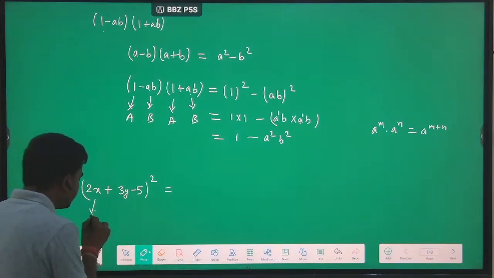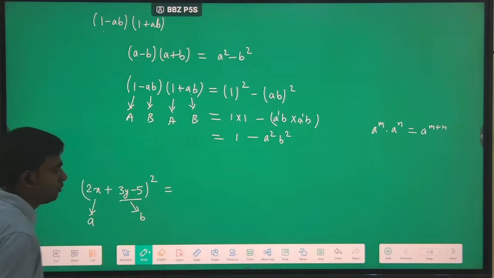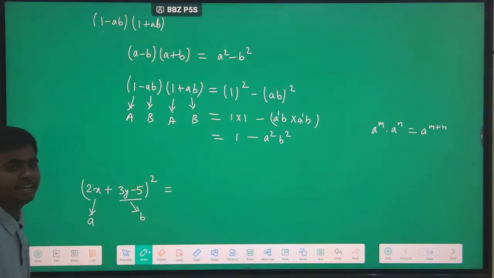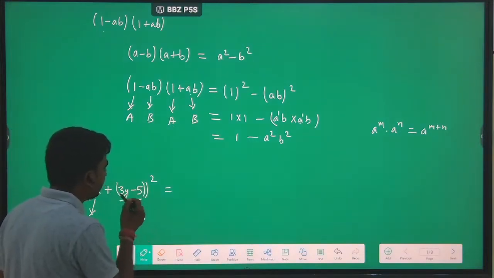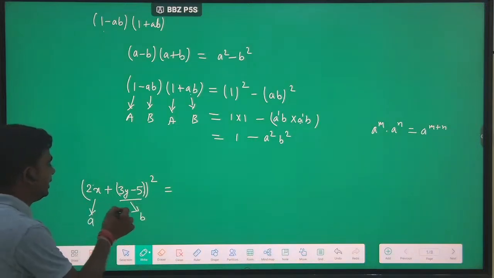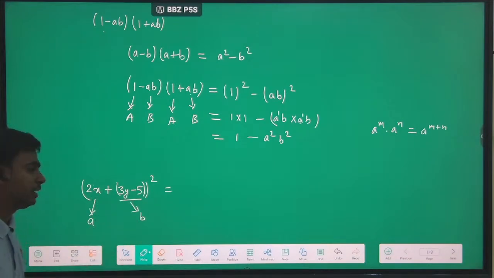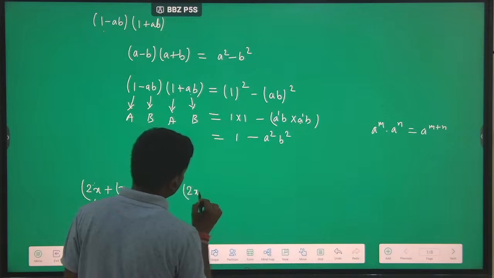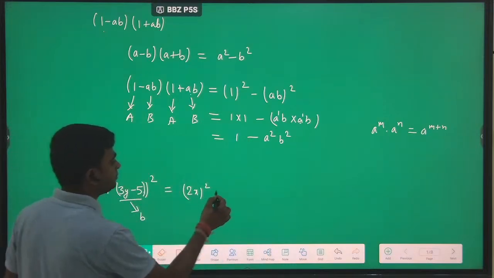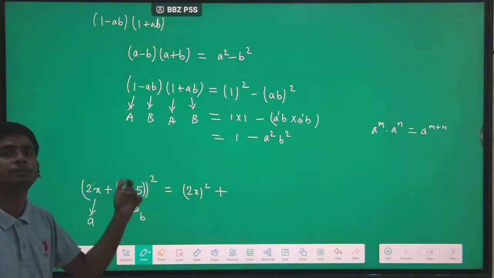Let us suppose that this 2x is our a, and let us suppose that this 3y minus 5 is our b. So our a is this 2x and our b is this 3y minus 5. So if we take this 3y minus 5 as one thing, this is our a and this is our b. So we know the formula of a plus b to the power 2. What is it? A square plus b square plus 2ab. So our a square will be 2x to the power 2, plus 2ab, since it is a plus b to the power 2. So we have the formula a square plus 2ab plus b square.